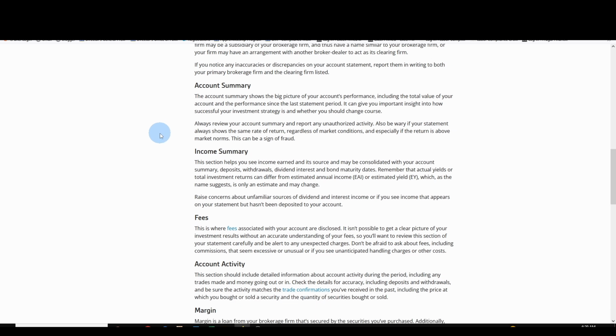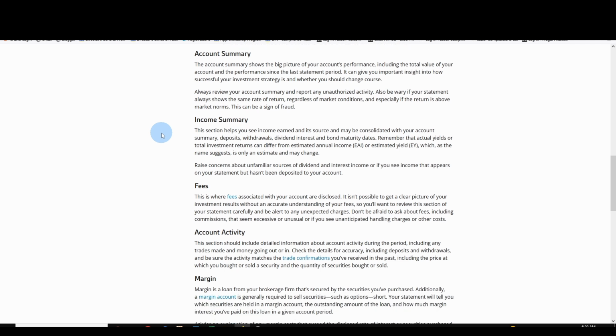Account summary. The account summary shows the big picture of your account's performance, including the total value of your account and the performance in the last statement period. It can give you important insight into how successful your investment strategy is and whether you should change course. Always review your account summary and report any unauthorized activity. Also, be wary if your statement always shows the same rate of return, regardless of market conditions, and especially if the return is above market norm. This can be a sign of fraud.